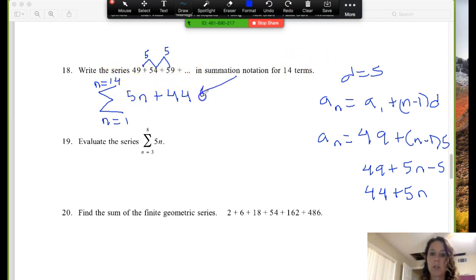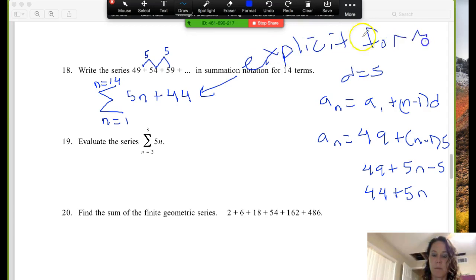So what goes here is your explicit formula. Then you start with your first term to your last term. Now careful, when I start with 1 to 14, that's 14 terms. If you start with 0 to 14, that's actually 15 terms. Careful there. Okay, so I'm going to evaluate this series from n equals 3 to 8.